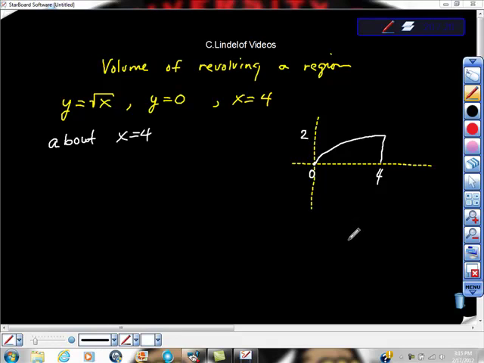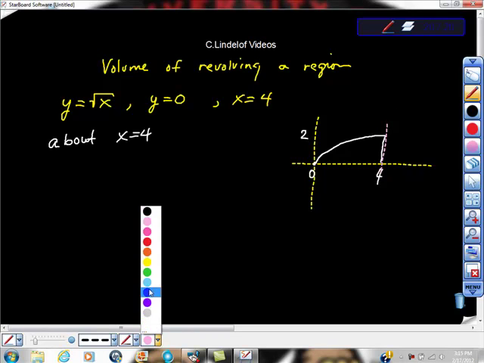AP Calculus AB, volume of revolving a region bounded by, in this case, y equals the square root of x, y equals 0, and x is equal to 4. And we're going to revolve that about the line x is equal to 4. So it's going to look like this really quickly. Right here's the line we're going to revolve this thing around.